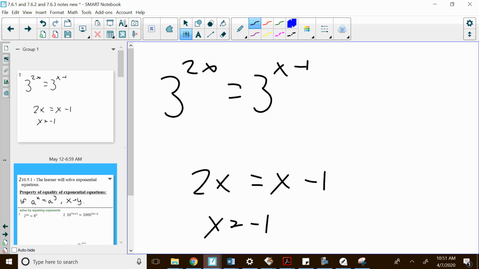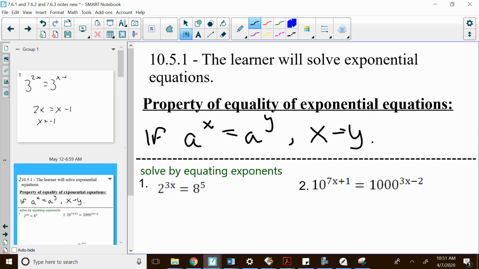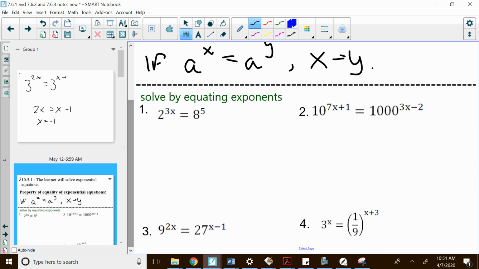Where it gets tougher is when your bases aren't already the same, but it's actually not all that tough, and I'm going to show you how to do this with a couple of these. So if you have a 2 as one base and an 8 as another base, my question to you is, can you get this 8 to have a base of 2? And the answer is absolutely that you can.